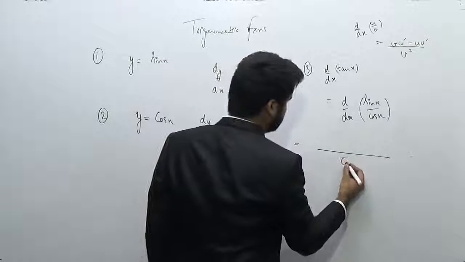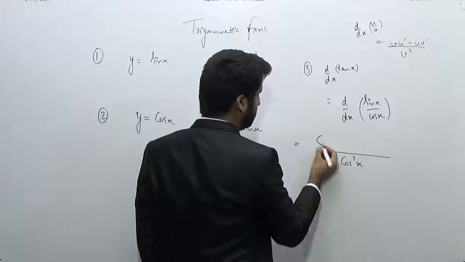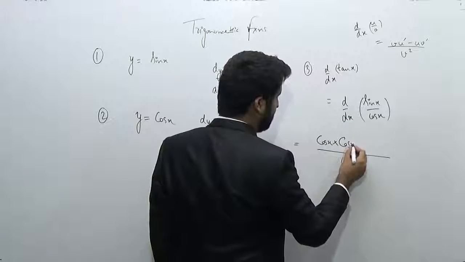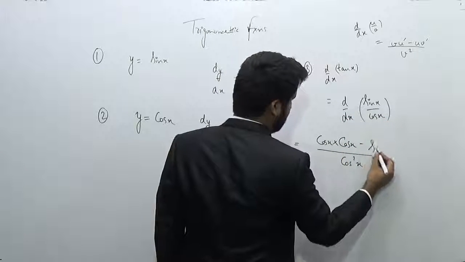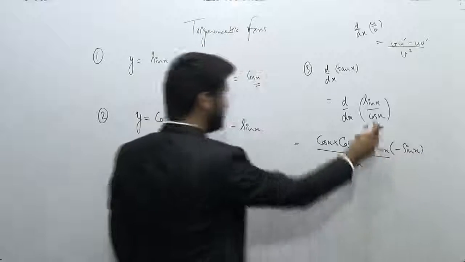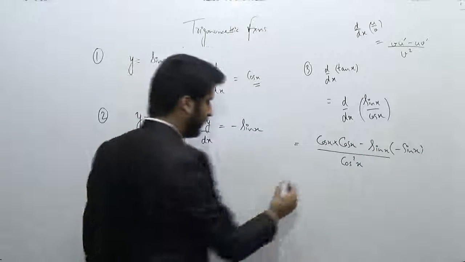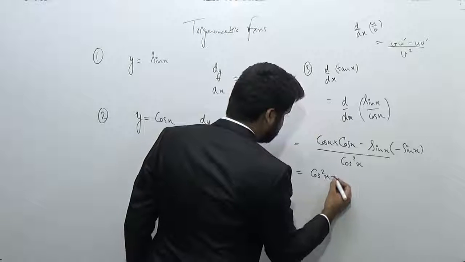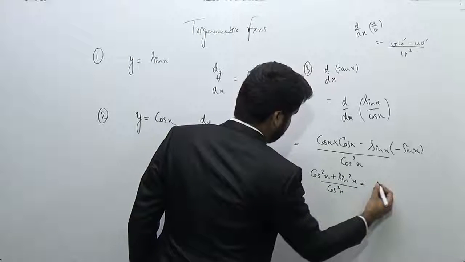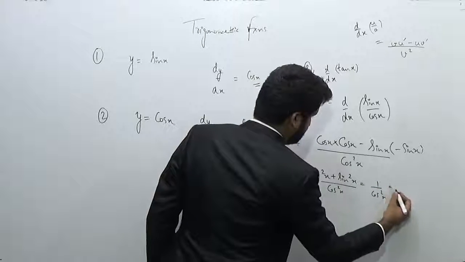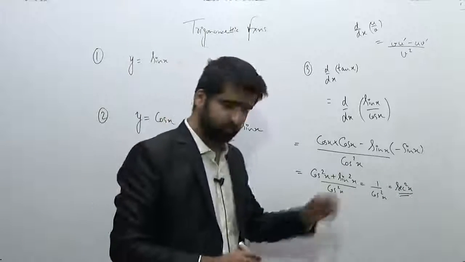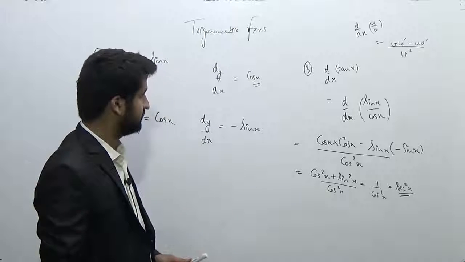So in the denominator I will get cos square x, in the numerator I will get cos x into differentiation of sin x, which is cos x, minus the first function as it is, and the differentiation of denominator, which will be minus sin x. Now the differentiation of cos x is minus sin x. That's why I wrote like this. So this is cos square x plus sin square x divided by cos square x. This is becoming 1 upon cos square x is equal to sec square x. So the differentiation of tan x is nothing but sec square x. And that's how we derive this.